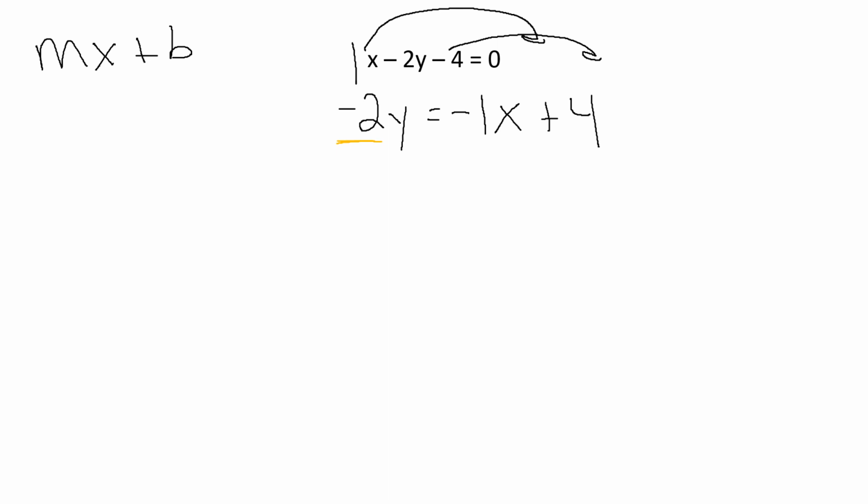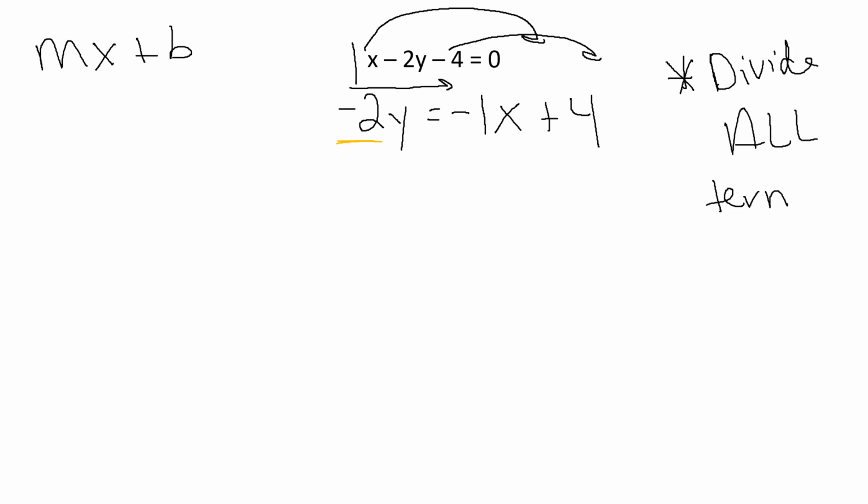Well, they're side by side with no sign, and two things side by side with no sign means multiply. So when I move that over, I'm going to divide, but here's the problem. I have multiple terms here. It's not just one number, it's multiple terms, it's 2. So when I have multiple terms, I need to make sure that I divide all terms by that number.